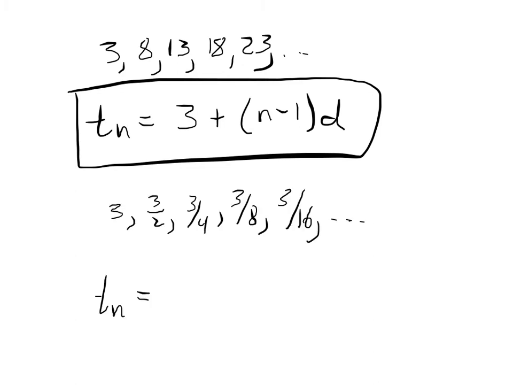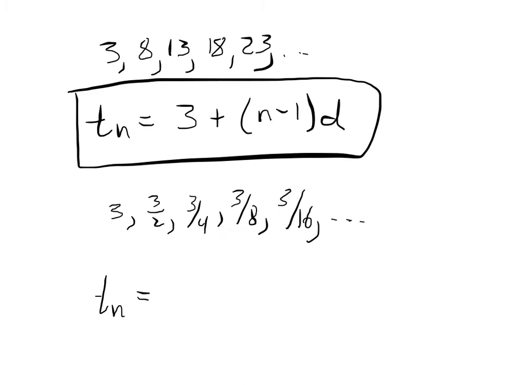How about for a geometric sequence? Same reasoning. Start with your first term. To get to the next term, I multiply by r, which in this case is a half. To get to the third term, I'd have to multiply by a half and then multiply by a half again. So I'd multiply by a half squared to get to the third term. To get to the fourth term, I'd multiply by a half, a half, a half. I'd multiply by a half 3 times to get to the fourth term.